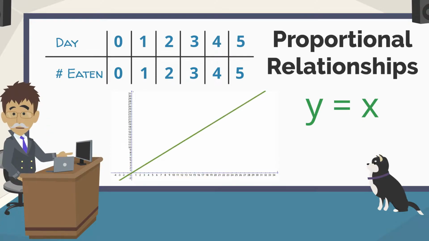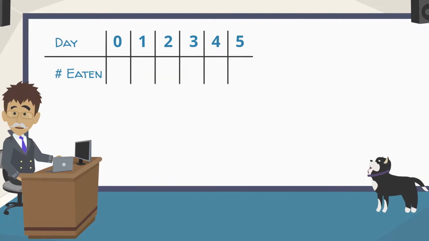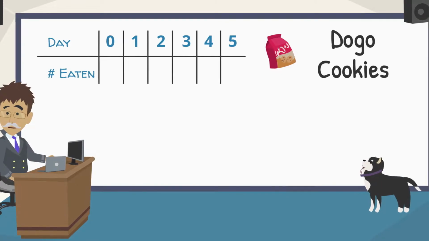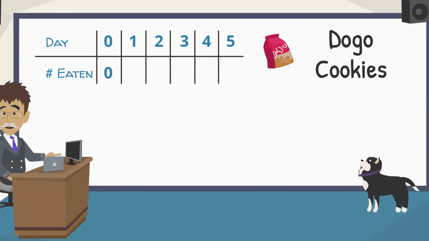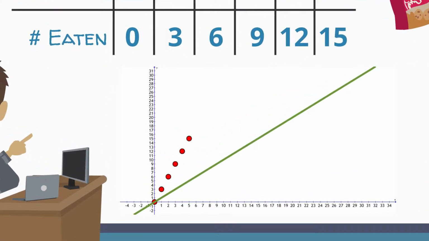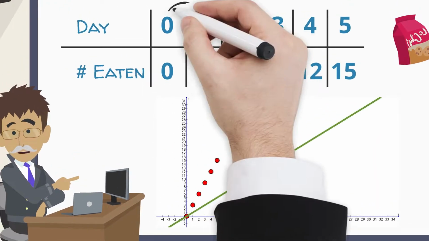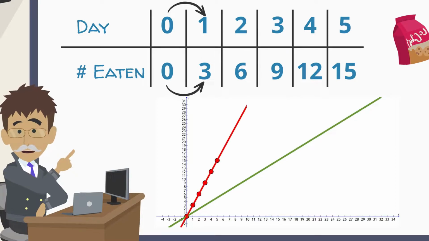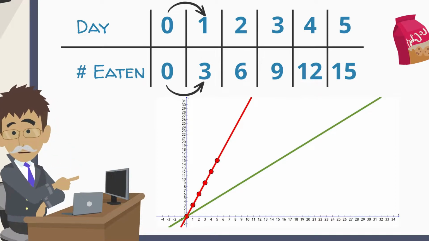Sometimes I must buy different treats for Random. She likes Dogo cookies. They are smaller than good girl sticks, so she gets more. This table represents the number of Dogo cookies she eats daily if she eats 3 per day. Next, I will plot these points on the previous graph. Notice the steepness of the new line. As you increase the input by 1, the output increases by 3. The new line is much steeper than the original line.